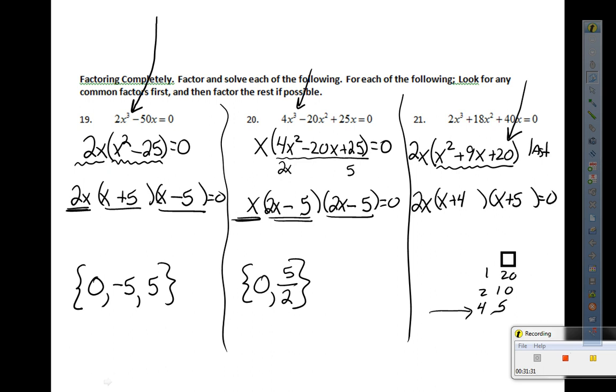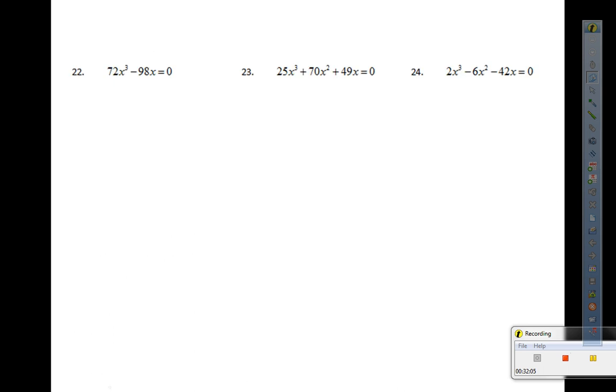I'm going to get rid of those factors now for you. And then my three possible answers look like this. One answer is 0. This answer is -4. This answer is -5. So there's what we got so far. It's combining what we did last time, what we did this time, with a common factor. I got 3 more to go with you. So look at your number 22.